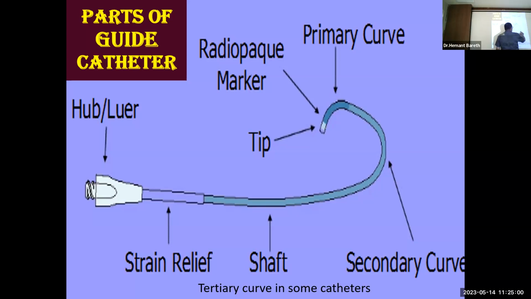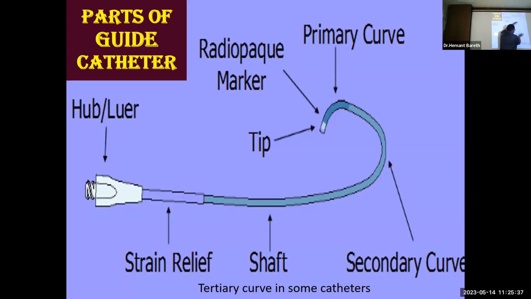This part is the secondary curve. So this is the primary curve. In a JL guiding catheter, this will be 90 degrees, and this is the secondary curve. And the distance between the primary and the secondary curve, what does this distance mean? This is the size of the aorta. So this is the diameter of the aorta. One part of the aorta will be here, and the other part of the aorta here. So the distance from here to here will be the diameter of the aorta.